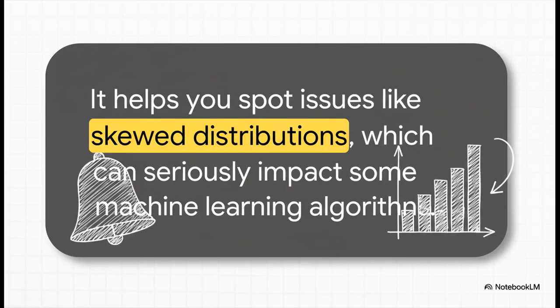You see, that perfect, pretty bell curve is actually pretty rare in the real world. A lot of the time, your data is going to be lopsided or skewed. And that can be a big issue, because a lot of models secretly assume your data is nice and symmetrical. When it's not, the model's predictions can get pulled way off track.